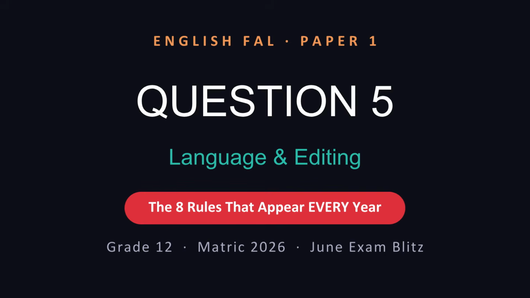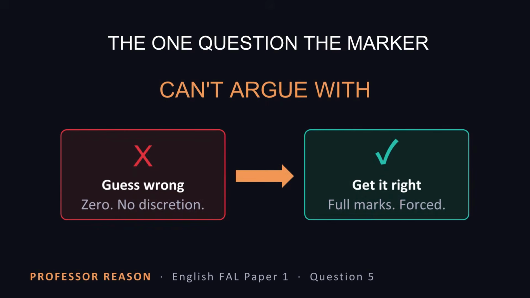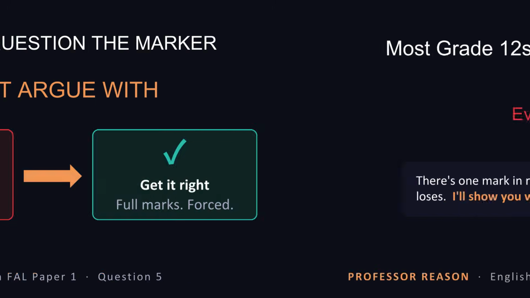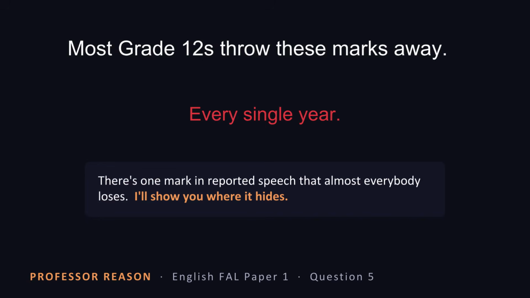In your English FAL Paper 1, there is one question where the marker is not allowed to use their own judgment. It's question 5, language and editing skills. And here's what makes it different from everything else on that question paper. The answer is either right and the examiner is forced to give you the full mark, or it's wrong and you get nothing.